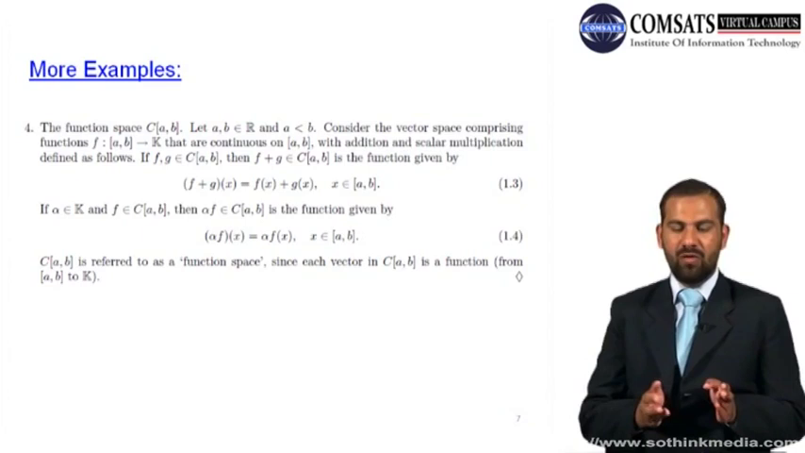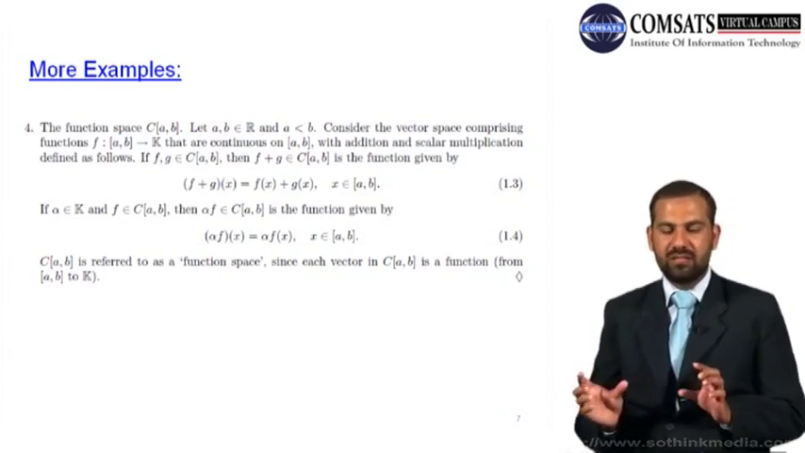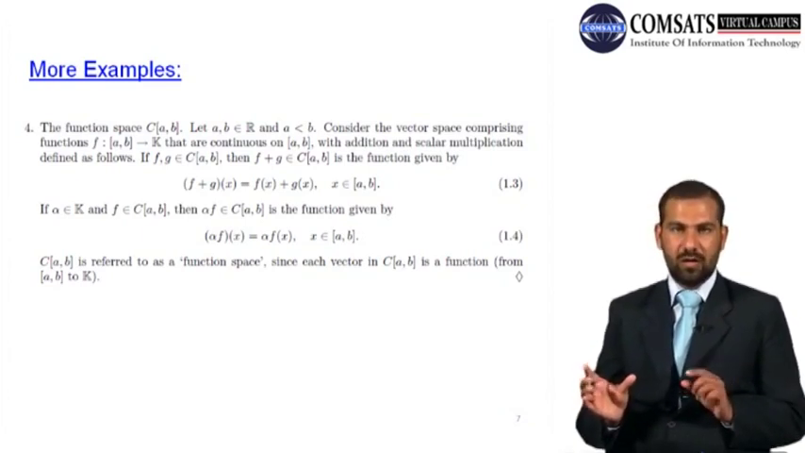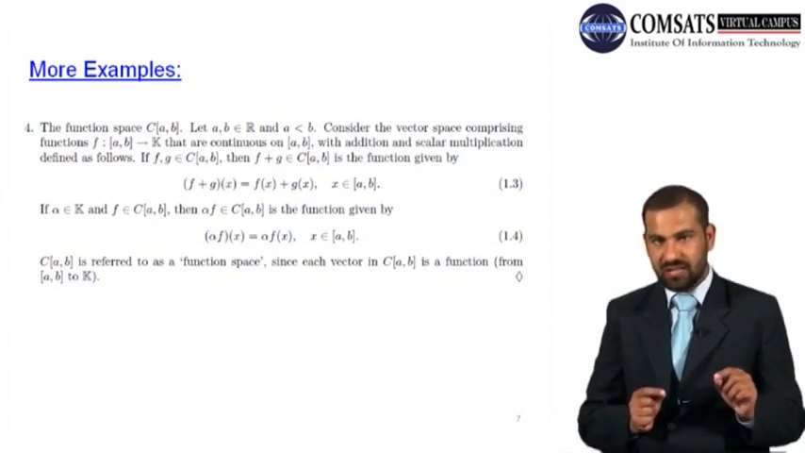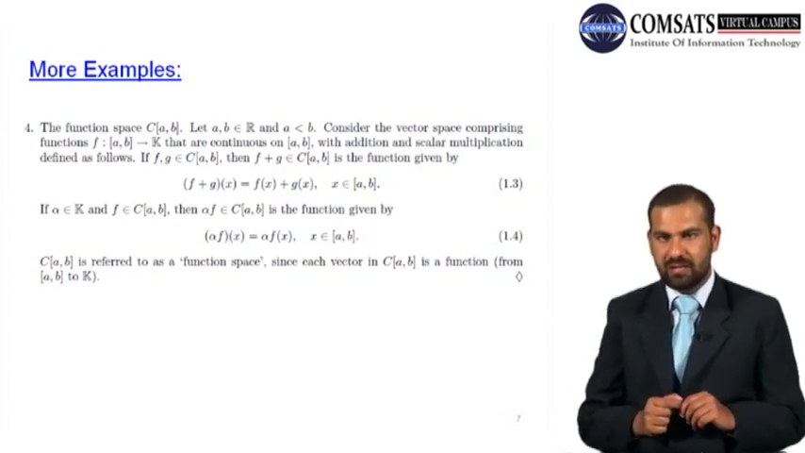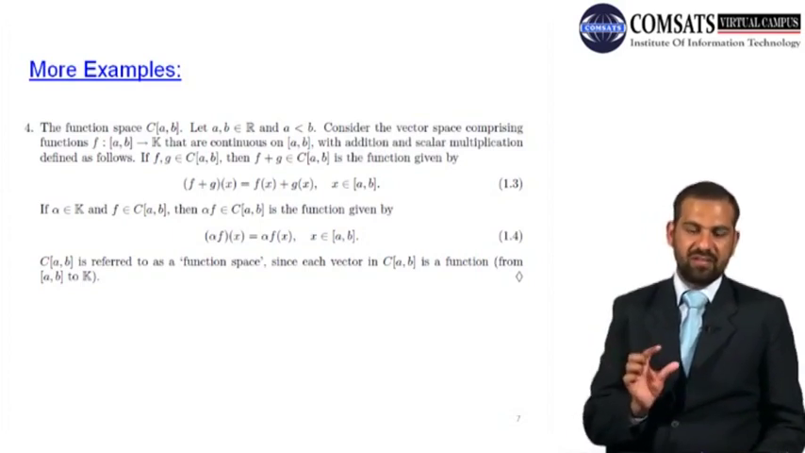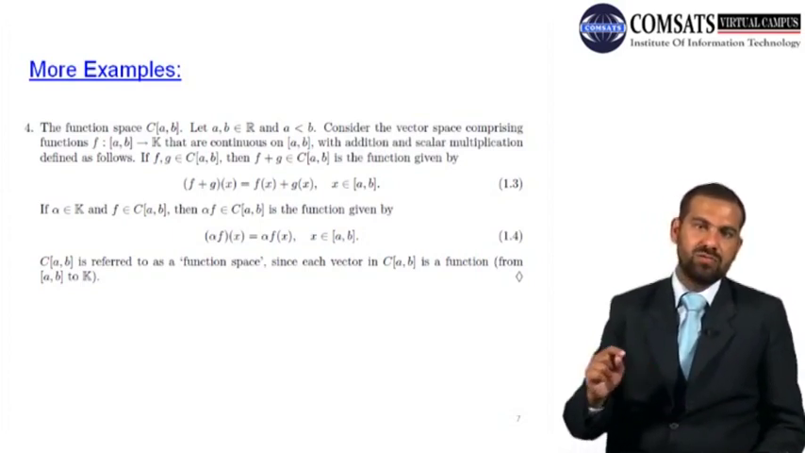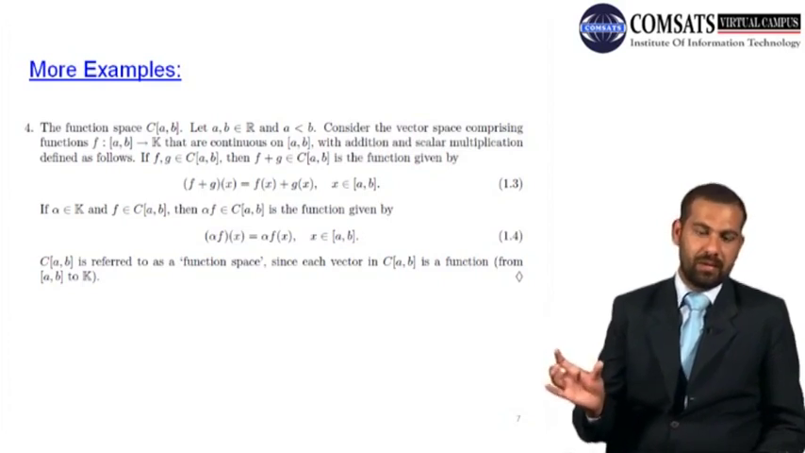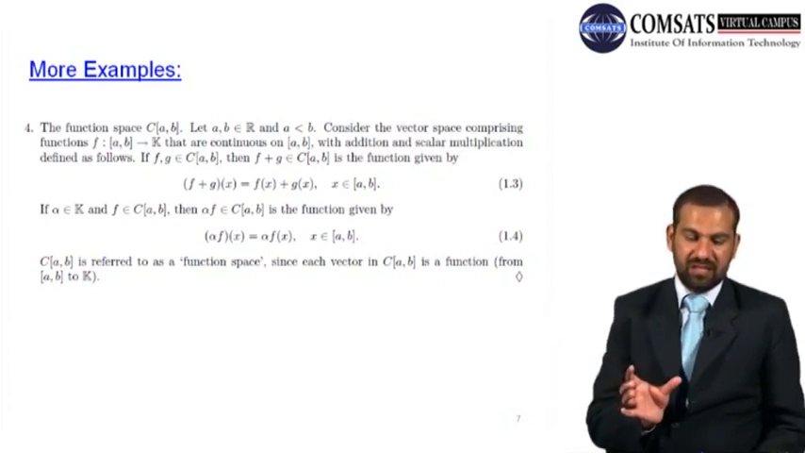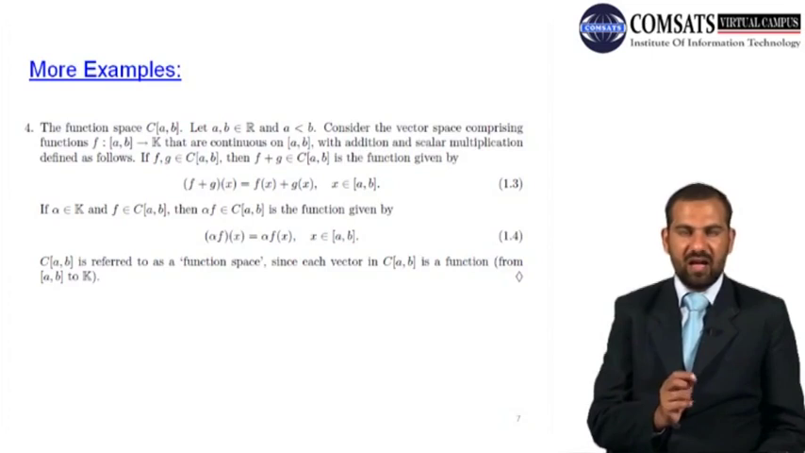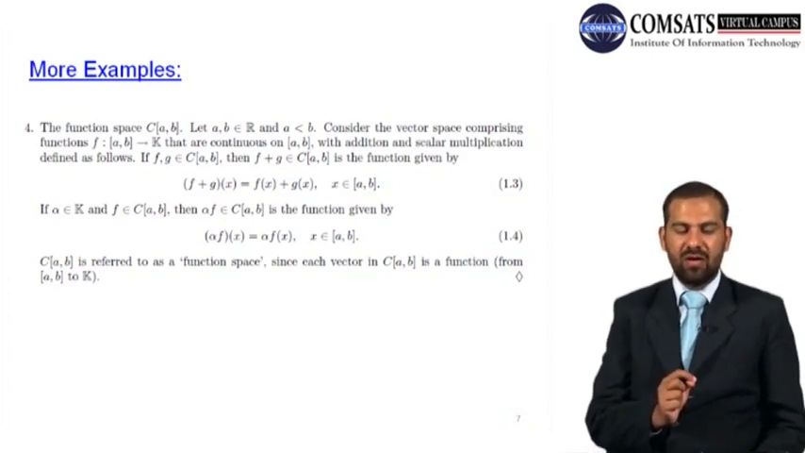Now in this level, whenever we defined the two operations, first one is addition and second one is scalar multiplication. If (f plus g)(x) is equal to f(x) plus g(x) for all x belonging to the closed interval [a, b], then in this way we apply the addition, because the sum of two functions is a function.